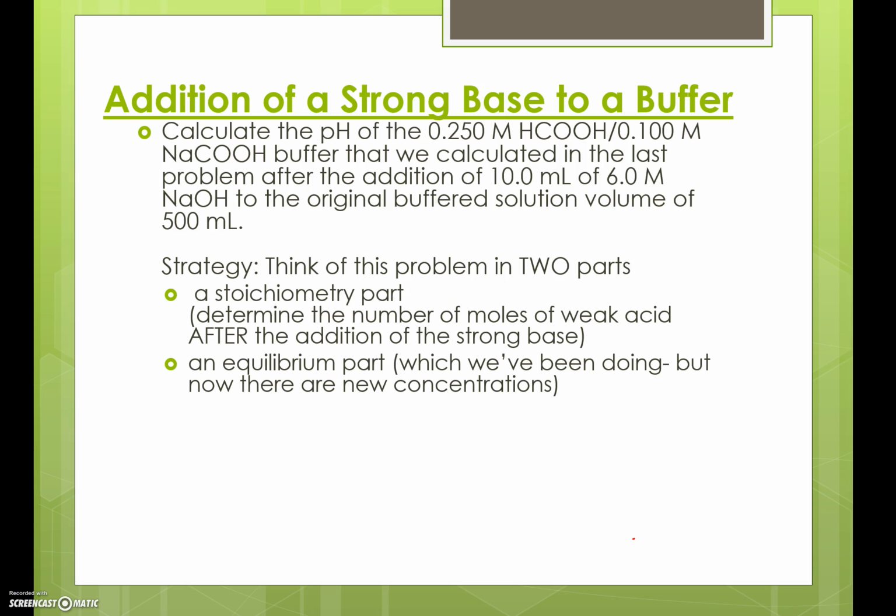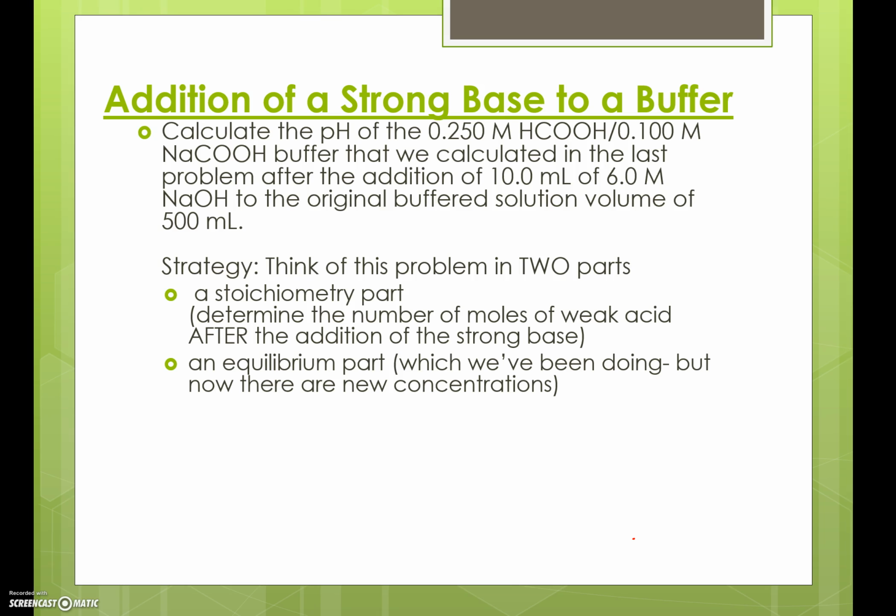Now we're going to look at a different problem which shows us how buffer solutions actually work. So we're going to calculate the pH of a 0.250 molar formic acid, 0.100 molar sodium formate buffer that we calculated in the last problem after the addition of 10 milliliters of 6 molar sodium hydroxide to the original buffered solution volume of 500 milliliters.